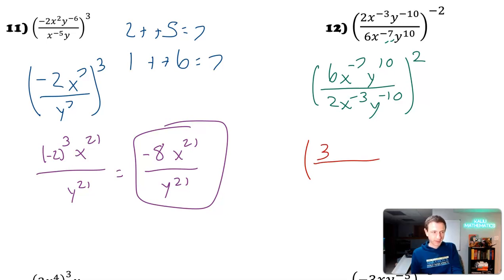Then I have x to the -7 over x to the -3. So big exponent of -3 minus small exponent of -7. So -3 plus 7 is 7 minus 3, which is 4. Where's the big exponent? Big exponent's on bottom. So x to the 4th.